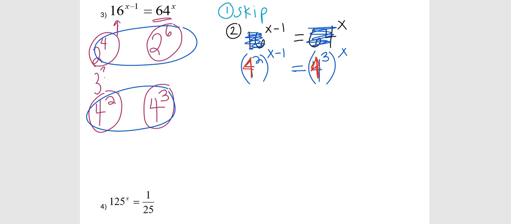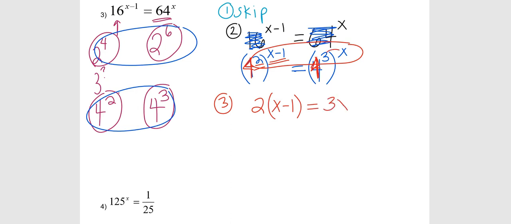Step 3 says to set the exponents equal. So since the bases are the same, therefore their exponents must be equal. So step 3, we're going to take 2. And remember, the 2 is inside parentheses, and we know from chapter 6 of this class that when you have exponents on the inside and you have exponents on the outside, you multiply. And then a 3 times an x over here. So that's step 3, set the exponents equal.